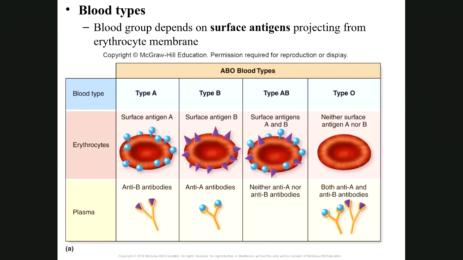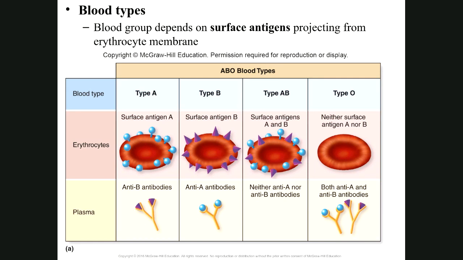Okay, now I'm just going to touch on blood types. You guys will be doing more of this in lab. So we all have blood types. There are 4 different types. They're called ABO blood types. And the blood group depends on the surface antigen that is projecting from the red blood cell membrane.